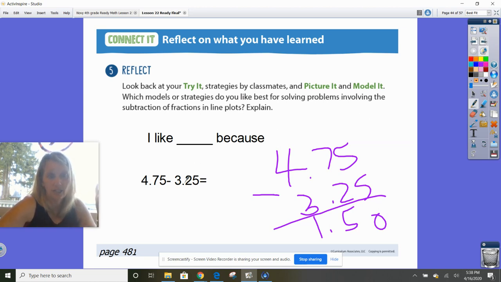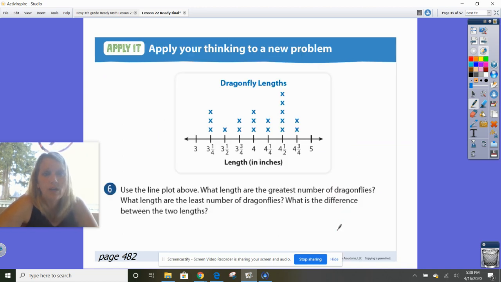This one was easy to go to decimals. It's not always easy to go to decimals. Use the line plot above. What length are the greatest numbers of dragonflies? What length are the least number of dragonflies? What is the difference between the two lengths?